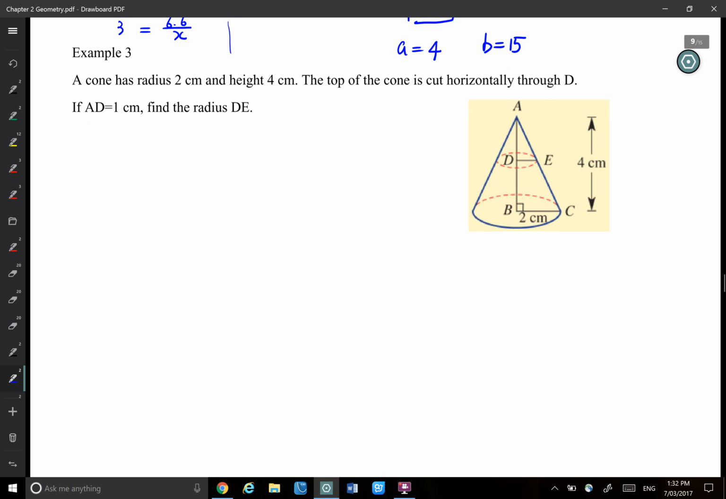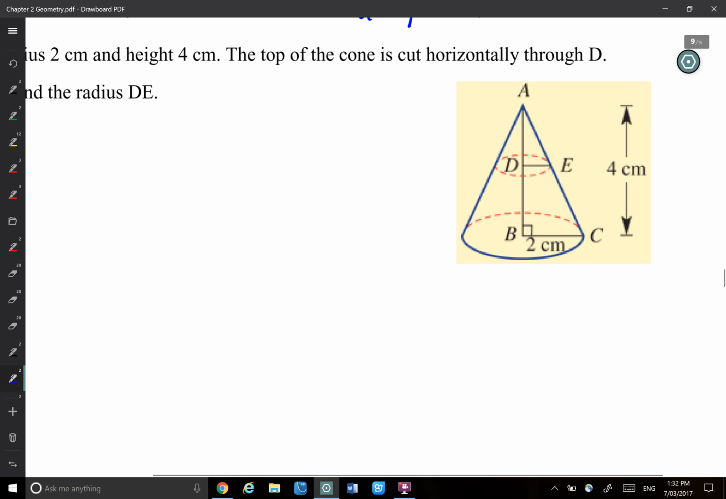For example 3, a cone has radius 2 centimeters and height of 4 centimeters. The top of the cone is cut horizontally through the point D. If AD equals 1, so I cut a height of 1 from the top, the vertex, I find a 1 and I cut it horizontally. Find the radius of DE. I want to know what's the radius at the bottom, the radius for the base of the thing I have cut.